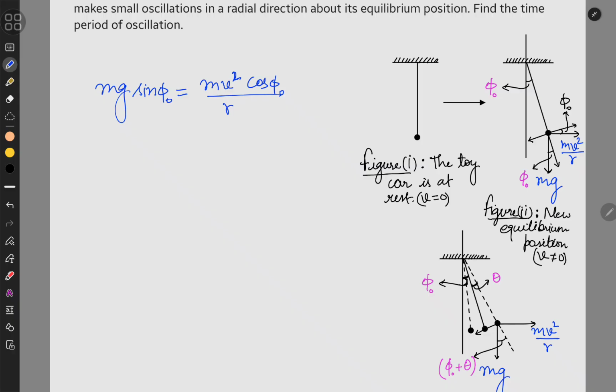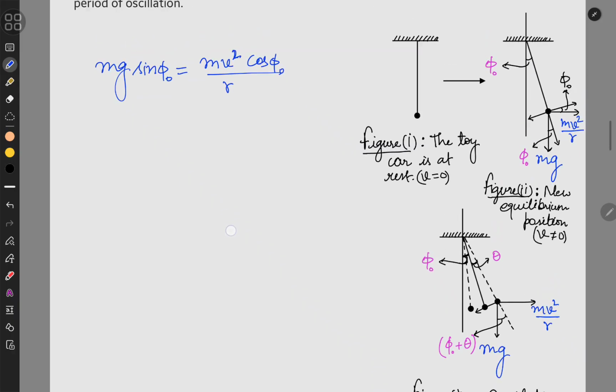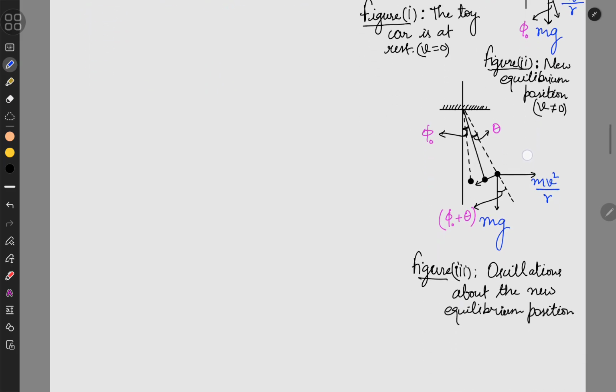Now let's come to the part of oscillation. Here this bob is oscillating about this mean position. This is the mean position. It is oscillating with some angle, let's say theta. So now at this position, the angle from the vertical is phi naught plus theta. As you can see, these are parallel, so this will be phi naught plus theta.